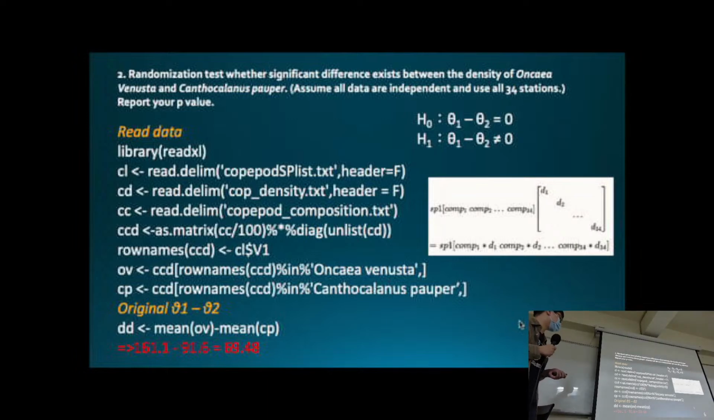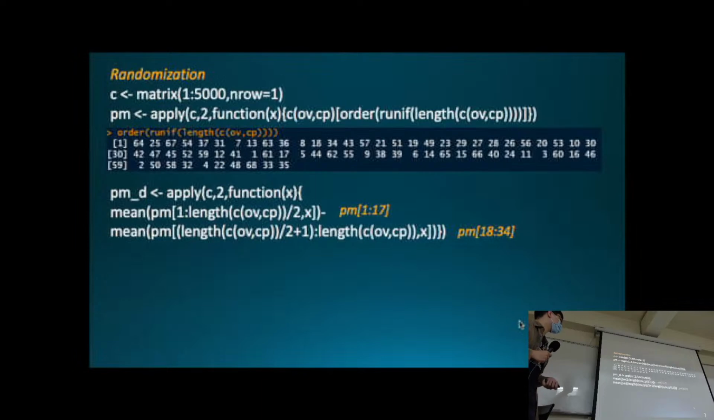So first, I read the data and use the diagonal matrix to calculate the density, so it will be much faster. And I have these two species' densities, so I take the means and subtract them to get 69. And then I do the randomization, putting the two groups together. I also have the order, and then shuffle it. So here's the shuffle.